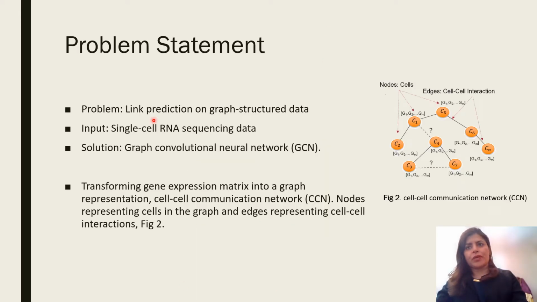Link prediction is one of the key problems in graph theory. Also, with the rapid advancement of single-cell RNA sequencing technology, researchers are becoming more interested in inferring cell-cell communication from single-cell RNA-seq data. A graph convolutional neural network could be a possible solution to solve this link prediction problem. It means we can transform the gene expression matrix into a graph representation, in a way that nodes represent cells in the graph and edges represent cell-cell interactions.